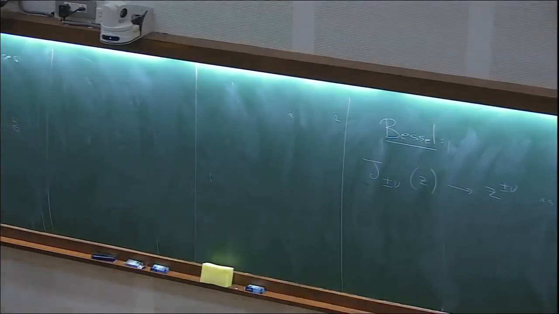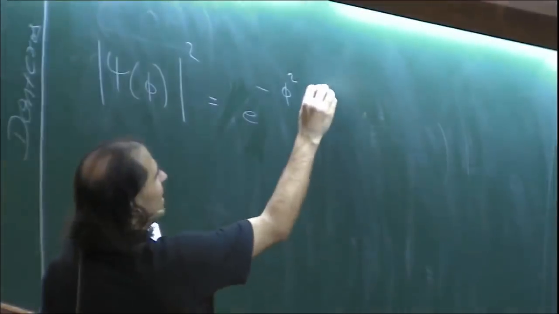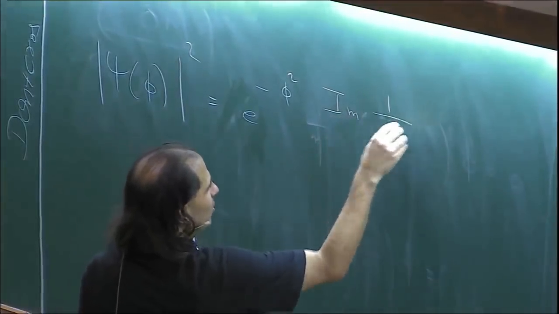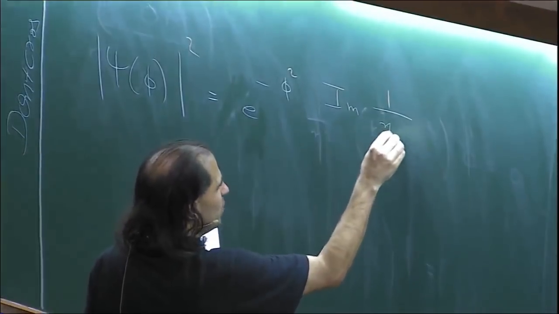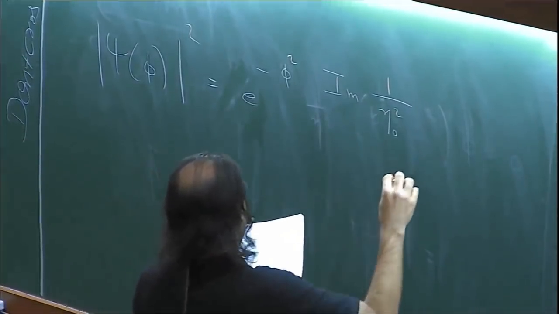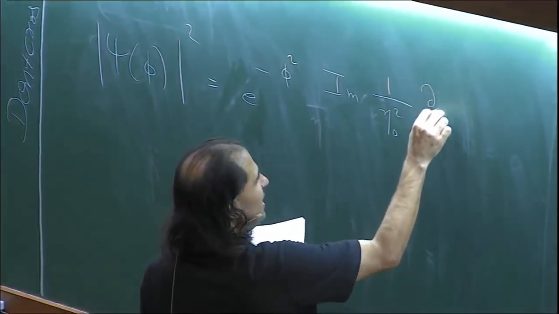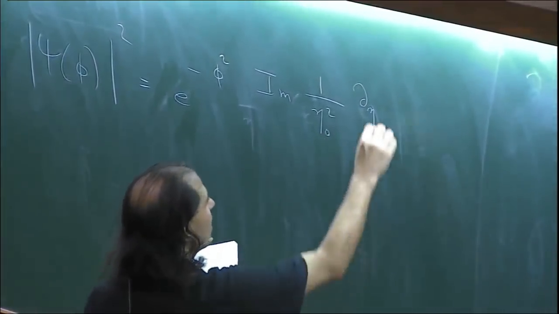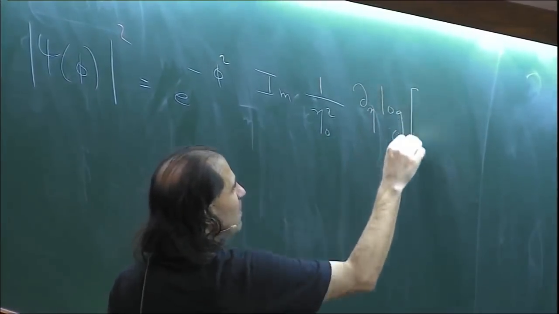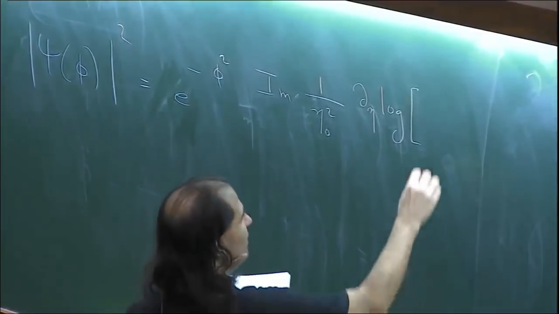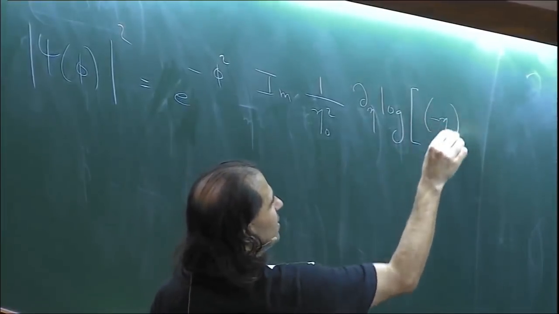So once again, remember that psi mod squared is e to the minus phi squared, and then I'm supposed to take the imaginary part, that was the capital A, which is this 1 over eta naught squared, and then it's the d eta log, and remember my solution had pulled out that overall negative eta to the 3/2.